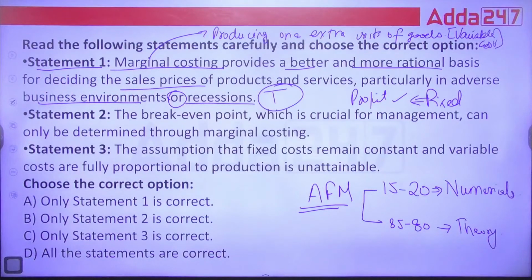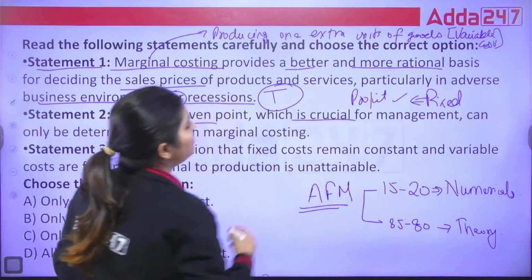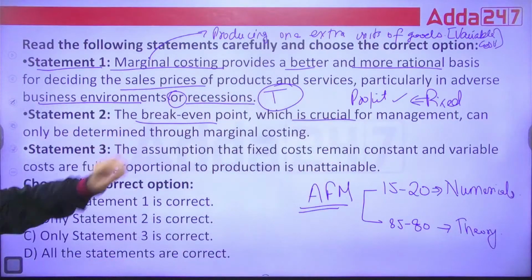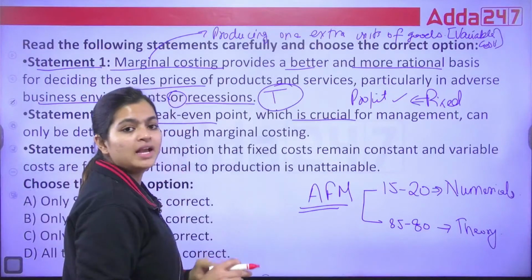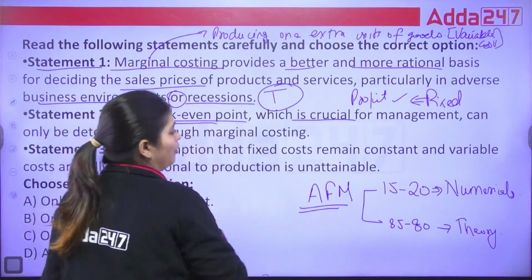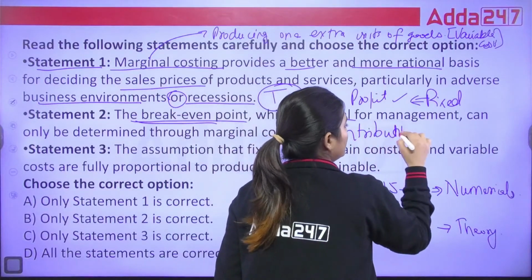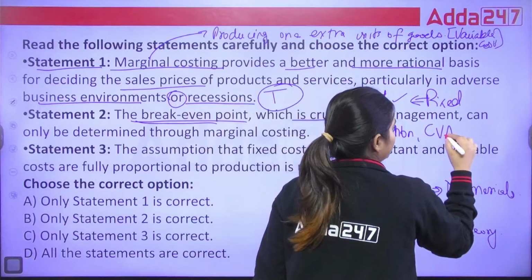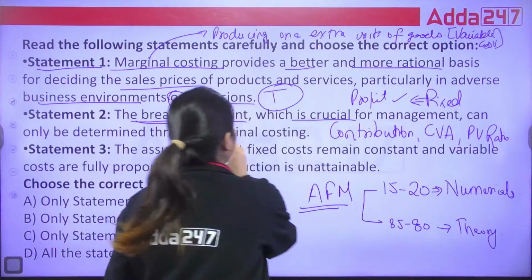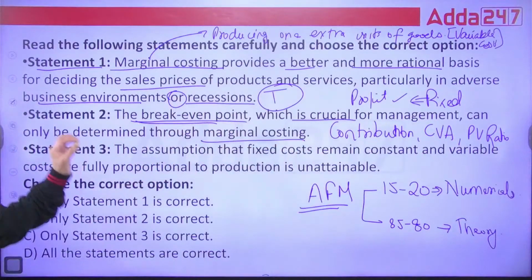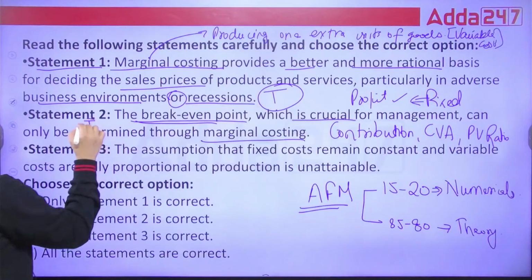Chaliye, let's see the second statement. The break-even point, which is crucial for management, can only be determined through marginal costing. Yes, when we read about marginal costing, in that break-even point, contribution, cost volume analysis, PV ratio, all this we read under just your marginal costing. So again, statement 2 is your correct statement. Statement 2 is your true statement.